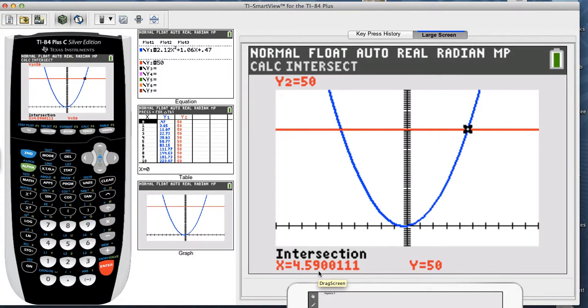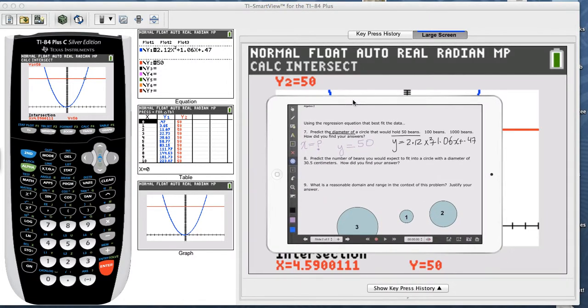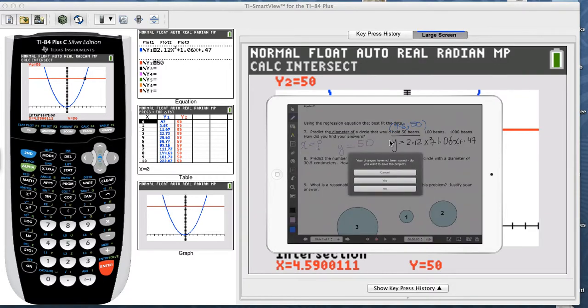So let's go back to our notes and write that down. For 50 beans, I have to have an x of 4.6 or 4.59. So 4.6 centimeters to have 50 beans. Now pause the video and try 100 beans and 1,000 beans on your own. Now, where can you find the calculator steps?